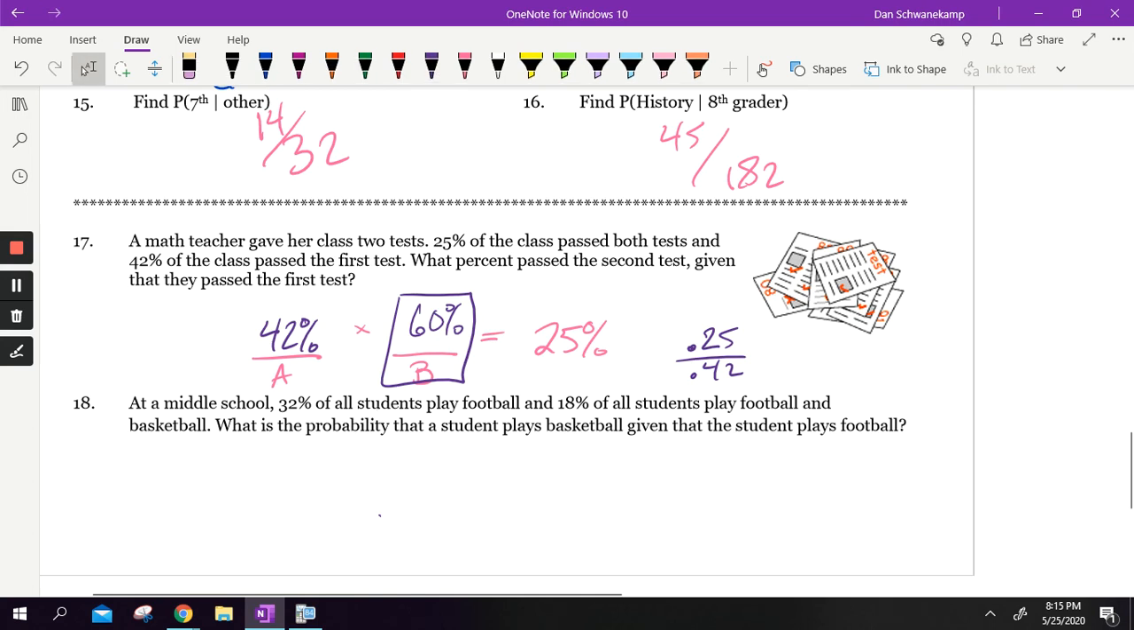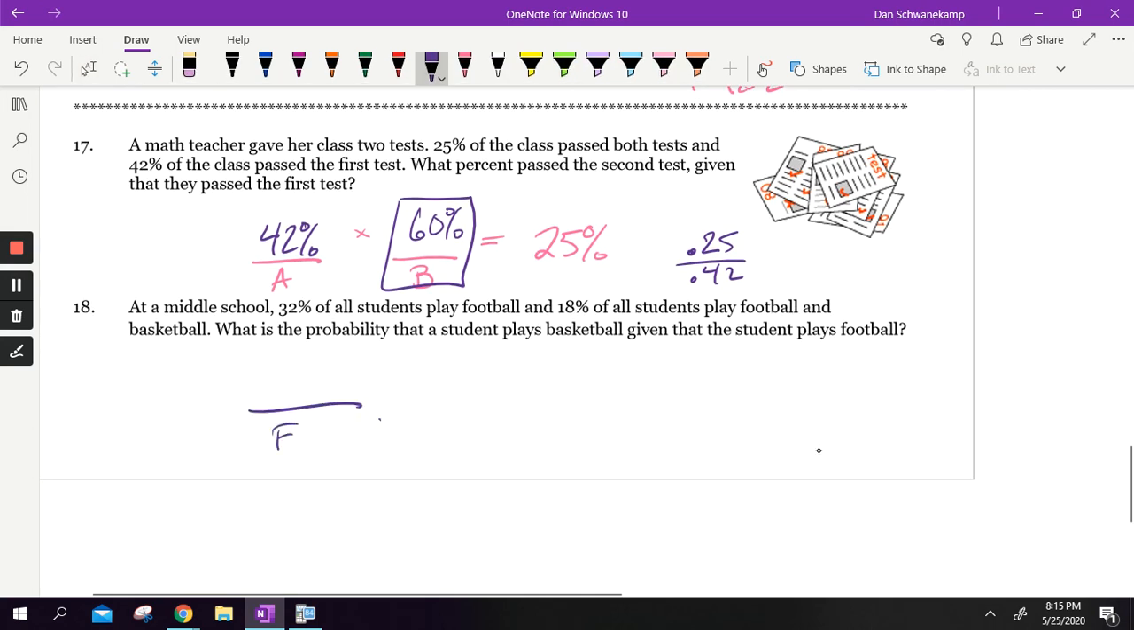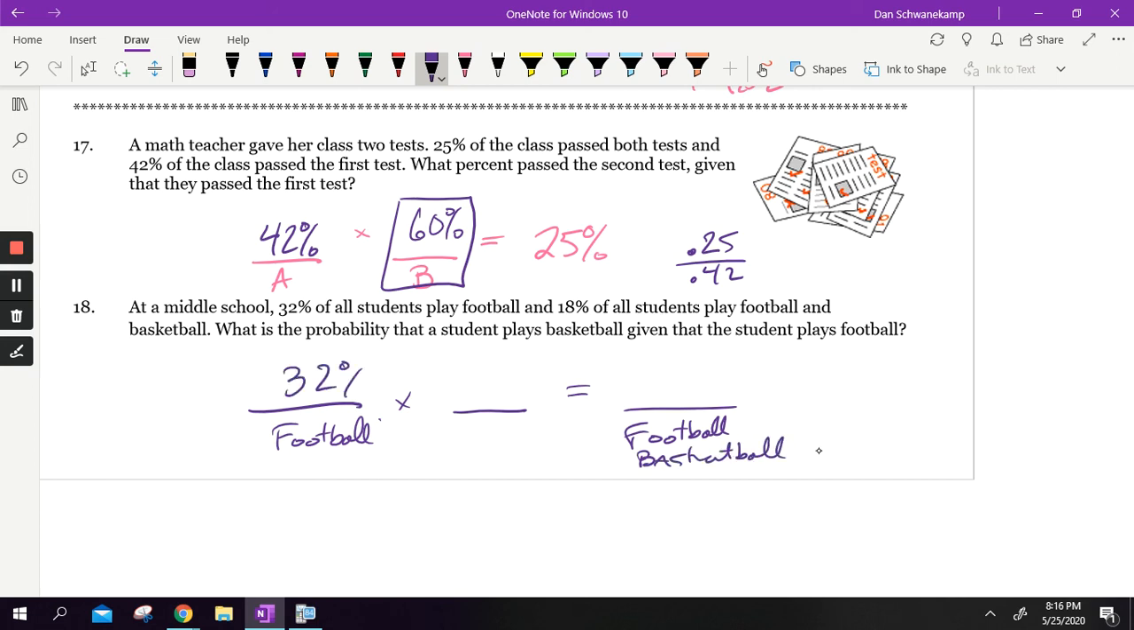At a middle school, 32% of students play football. 18% of students play football and basketball. So 32% here, 18% play both. What is the probability that a student plays basketball given that they play football? We're trying to figure out that cross section of this. So 32% times some amount plays basketball. We're trying to figure out what percent plays football and basketball.